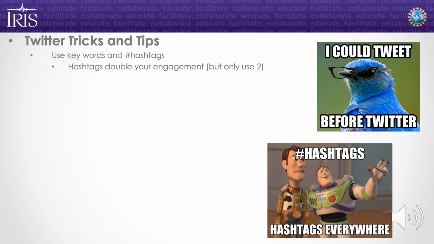So a few little Twitter tricks and tips, and we could do this for Instagram or Facebook as well. I just happened to choose Twitter for this. Use keywords and hashtags. Hashtags is when you have the number sign in front of a word, and that basically just makes it easier to search. Hashtags will double your engagement, but only use 2 or less. Otherwise, it decreases your engagement because it gets annoying.